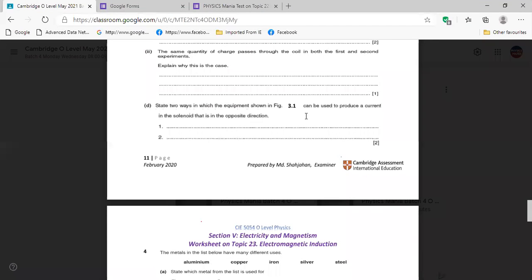Step 2: ways in which the experiment shown in figure 3.1 can be used to produce a current in the solenoid that is in the opposite direction. Sir, by reversing the magnet and... First one you write: taking away the magnet from the coil. This one. The simple one, write first.